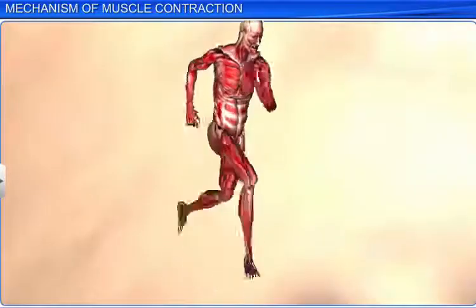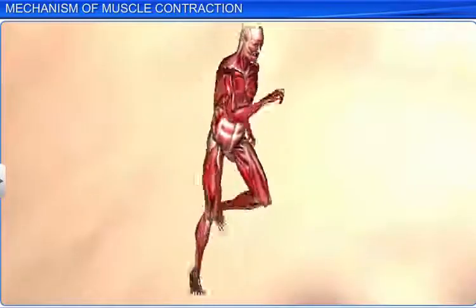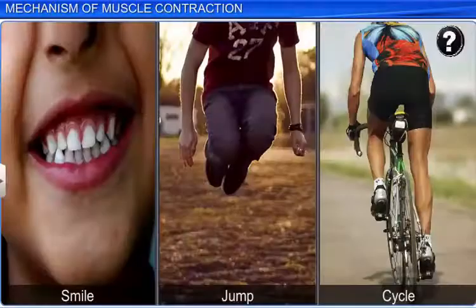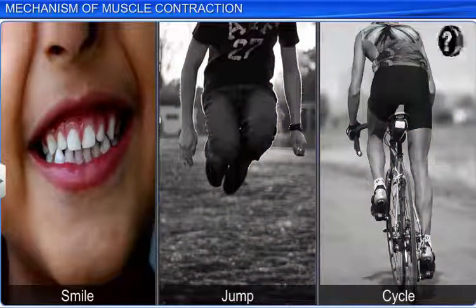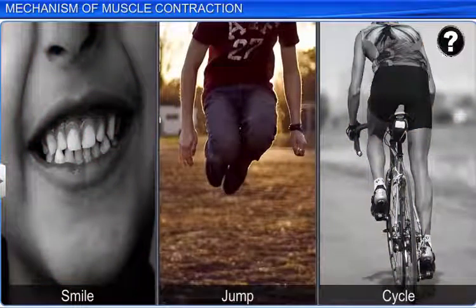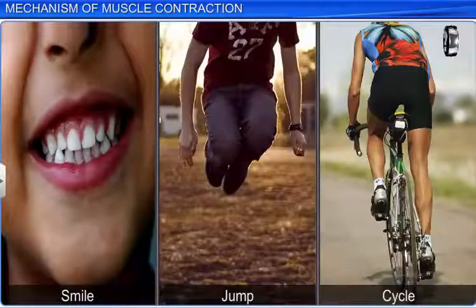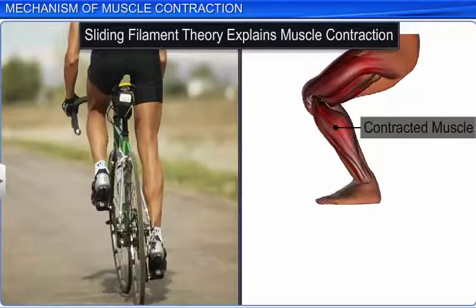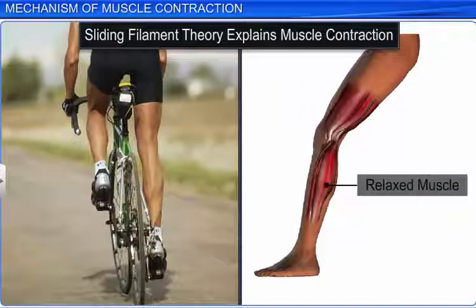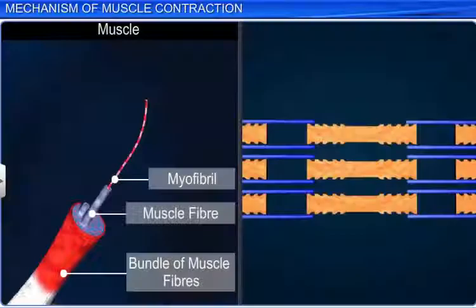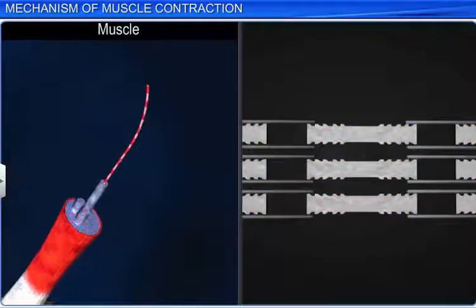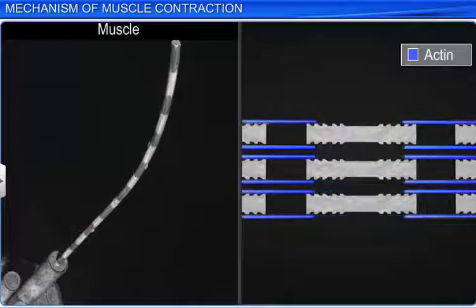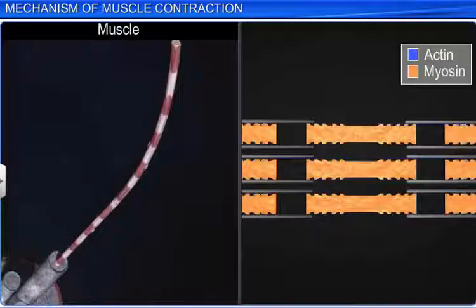Muscle is a special organ that transforms chemical energy into movement. How do you think our muscles contract when we smile, jump, or cycle? The mechanism of muscle contraction is well understood by the sliding filament theory. According to this model, muscle fibers contract when thin or actin filaments slide over the thick or myosin filaments.